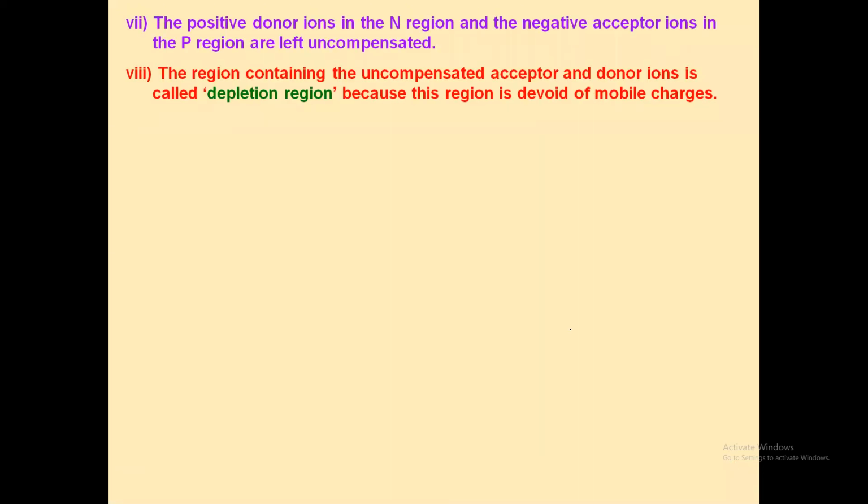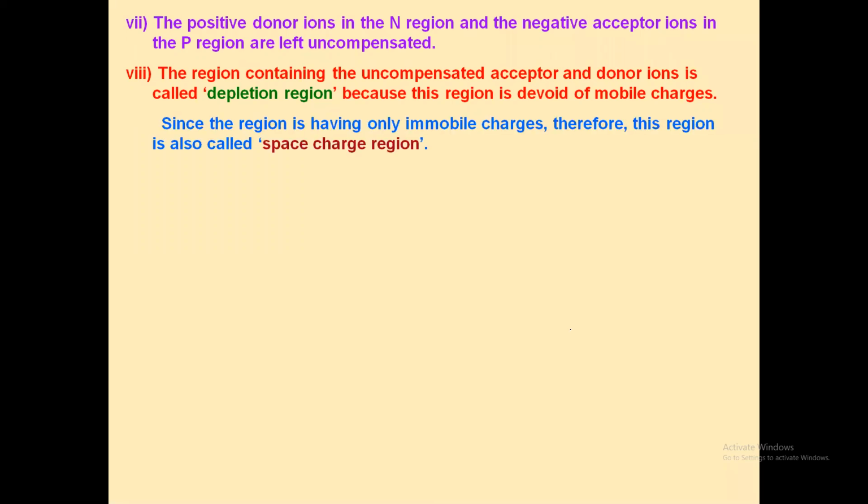The positive donor ions in the N region and the negative acceptor ions in the P region are left uncompensated. The region containing the uncompensated acceptor and donor ions is called the depletion region, or you can say it is also called the space charge region. Both names are there for the depletion region. And please remember these things. These words may be asked in MCQ type questions.